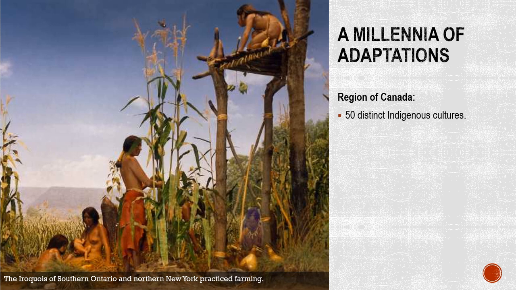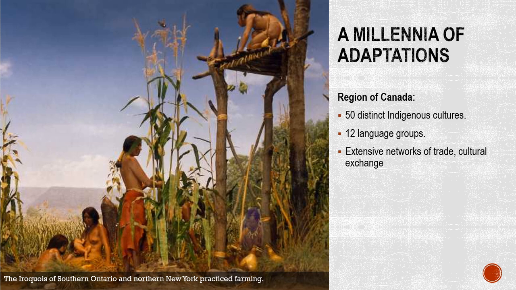So in the region which we now call Canada, there were at least 50 distinct Indigenous cultures that we're aware of prior to first contact, and they fit into 12 different language groups. Many more languages exist within those language groups, but these are the larger language families that we talked about on the previous map. And we know that throughout North America, there were extensive networks of trade and cultural exchange.